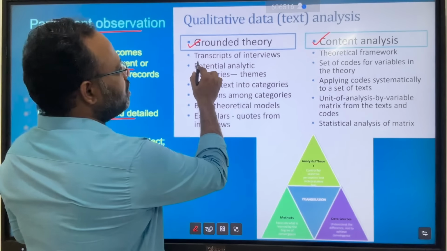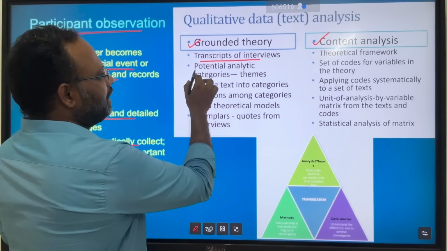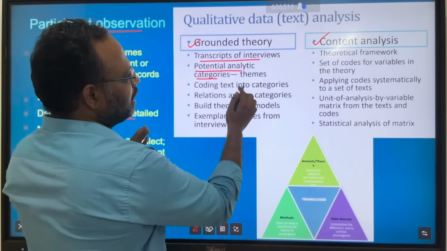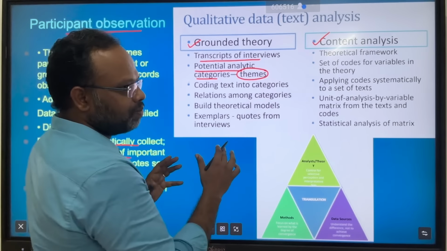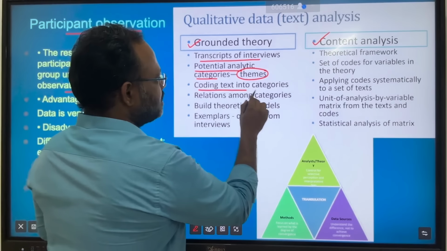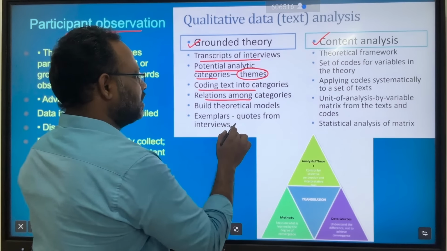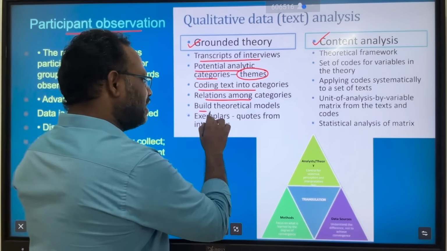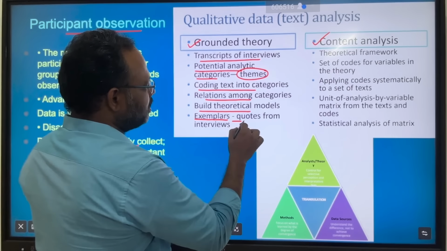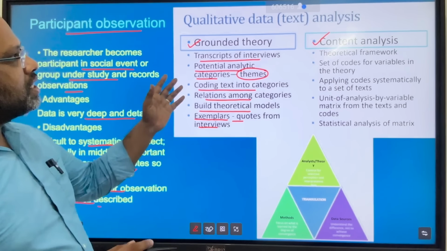Under grounded theory, we have the transcripts of interviews. Then we have potential analytical categories, dividing the information into different analytical categories, called themes, which we develop from the transcripts of the interviews. Then we code the text into categories, find relations among the categories, and build theoretical models. We have exemplars. We always have quotes from the interviews, so we can quote the individuals' exact words also. So that is grounded theory.